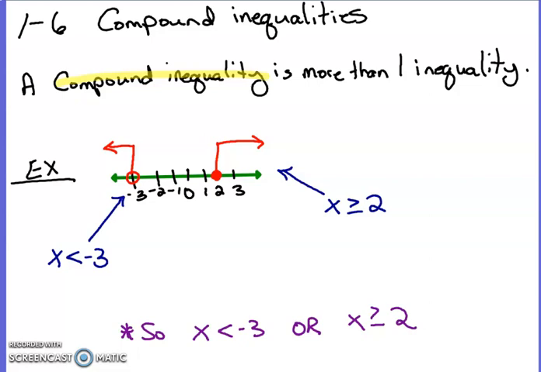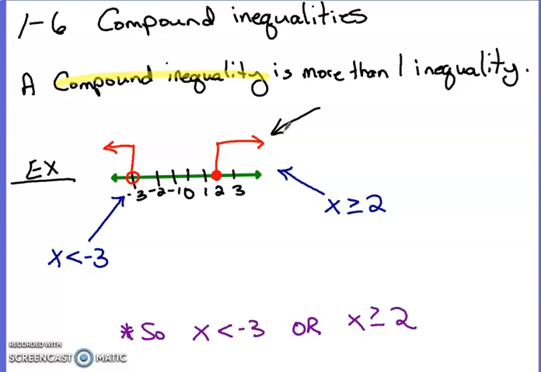This is 1-6 compound inequalities. A compound inequality is more than one inequality put together on a graph or when solving it. And so we're trying to find all the solutions that will work. So here's an example that I have graphed right here, this one right here.